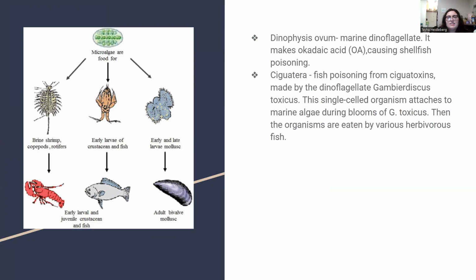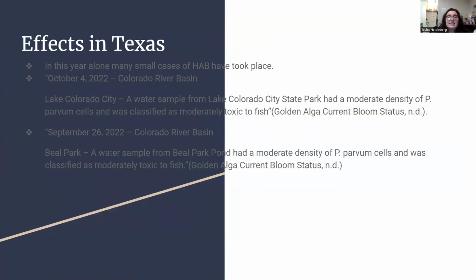And then ciguatera, which is fish poisoning from ciguatoxins, is caused by the food chain. It starts with the algae being eaten by these, and then they are eaten by the next layer, and people will then consume them. Like a fish could be represented as maybe cod or salmon, and then we also do eat mussels and lobsters, and this goes back to the first thing that we talked about on this slide, which is shellfish poisoning.